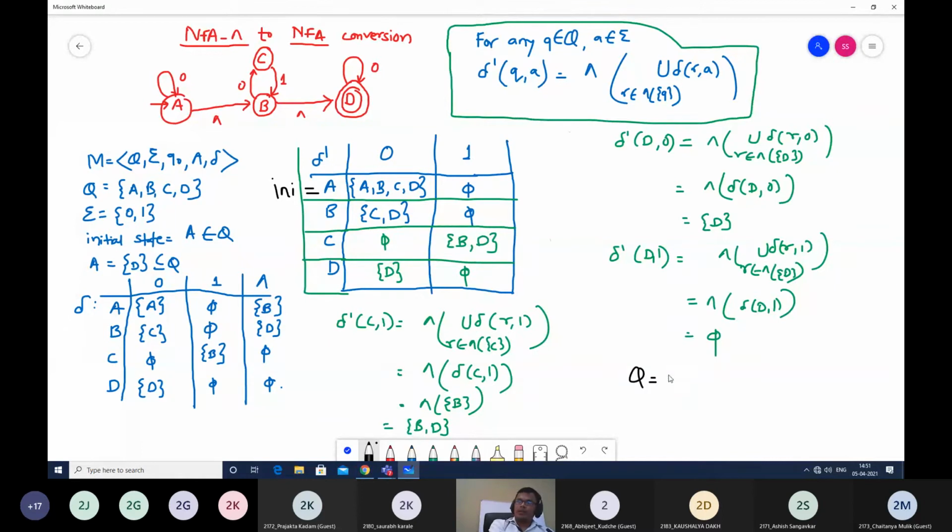So our capital Q will remain the same. It will be A, B, C, D. The alphabet is the same, 0 and 1. The initial state will be A, and the accepting state will also remain the same, which is D. And this is our delta. Is it clear, students?